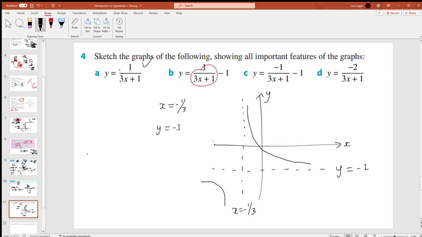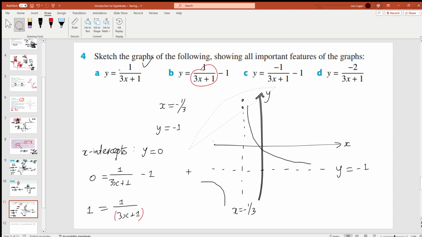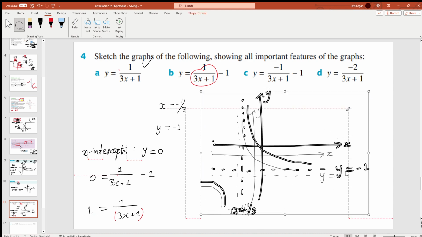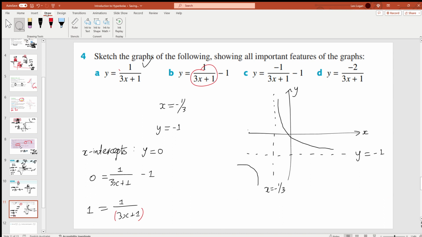So what we're going to do is look for some x-intercepts and y-intercepts. We'll start with x-intercepts. x-intercepts are when y is equal to 0. So we have 0 equals 1 on 3x plus 1 minus 1. Move the -1 over here, so you get 1 equals 1 on 3x plus 1. Move this entire thing to the other side by multiplying by 3x plus 1. So we get 3x plus 1 equals 1, minus 1 from both sides. So we get 3x equals 0, so therefore x is equal to 0.